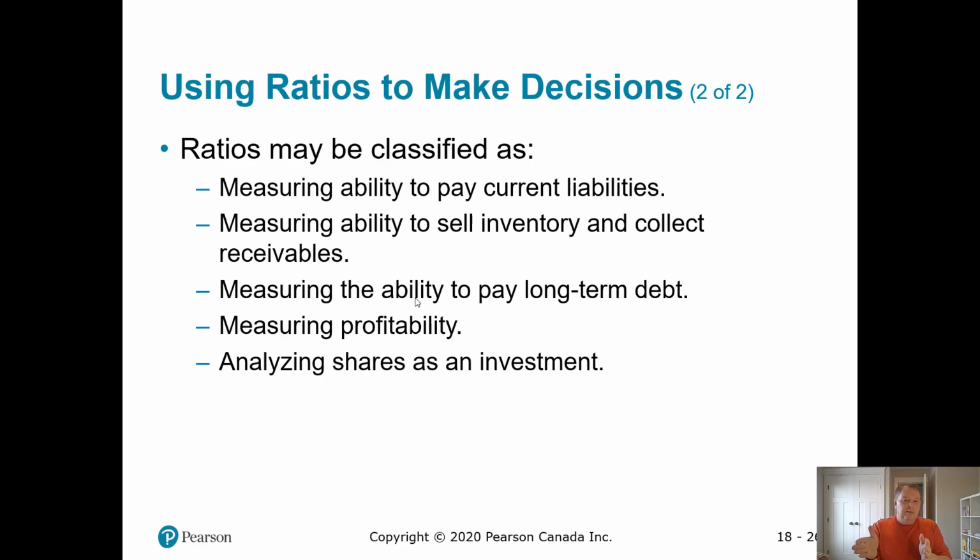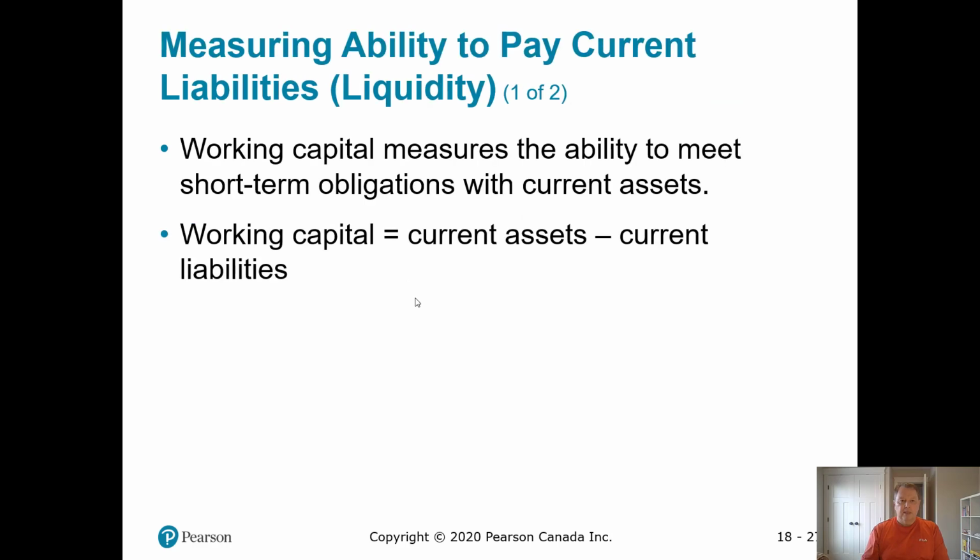Now, lots of times we can see ratios where they're measuring the ability to pay their current liabilities or to sell the inventory and then collect the money that they are owed on those sales. Sometimes we'll look at measuring the ability just to pay their loans or their long-term debt, and profitability, just how profitable are they. And finally, then we look at analyzing shares as an investment. We did that before in the earnings per share, but we're going to have another look at that.